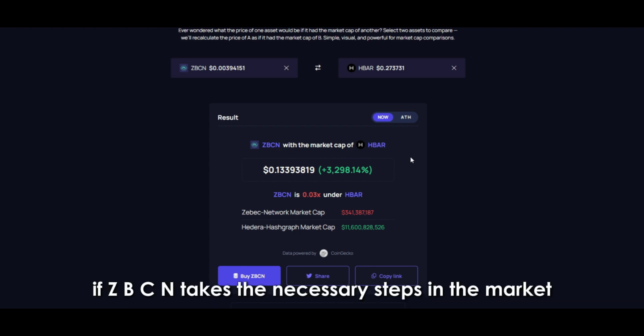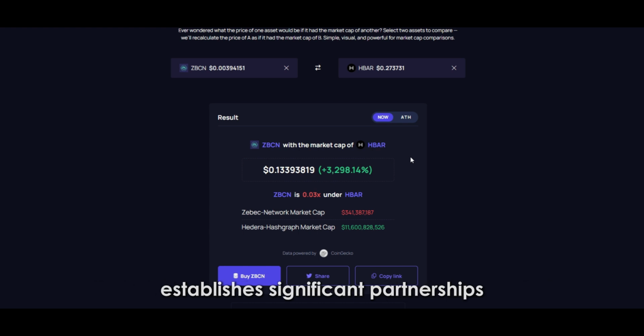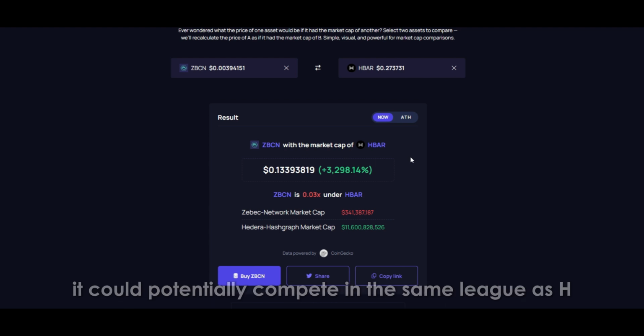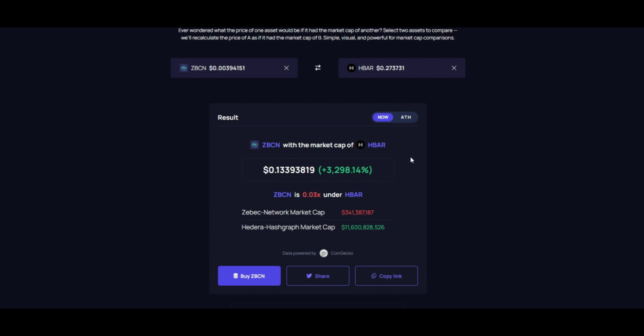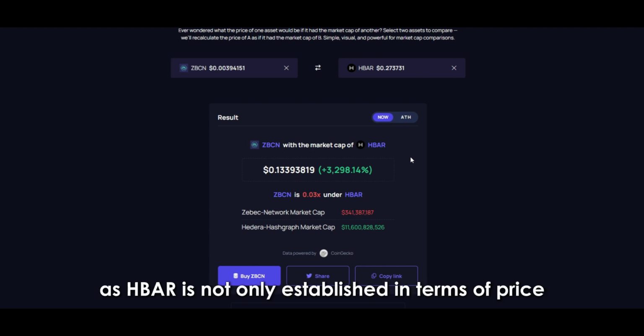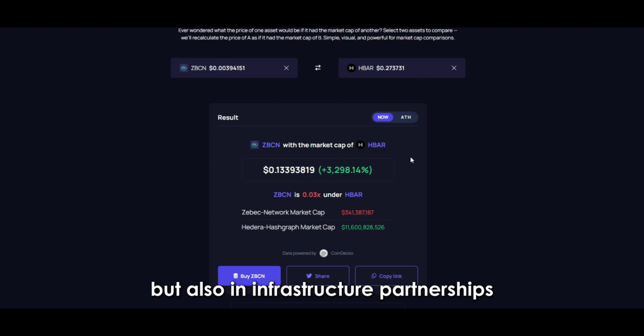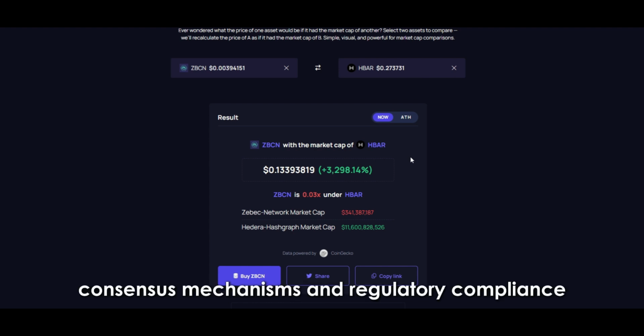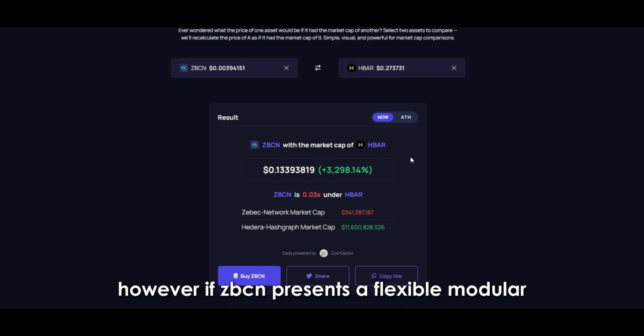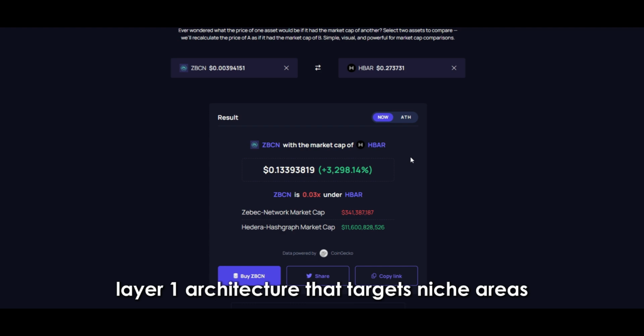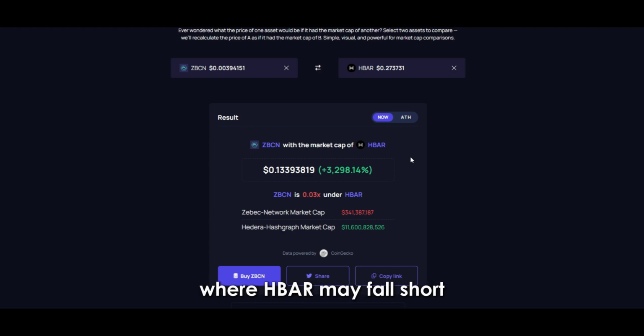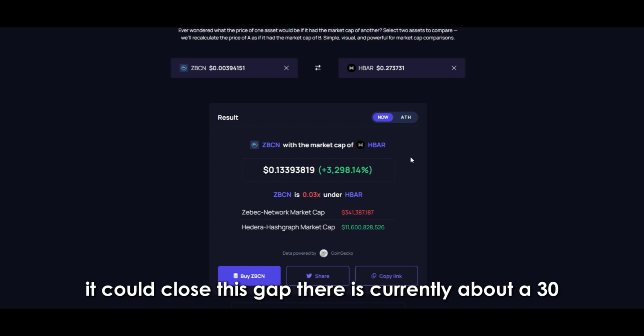If ZBCN takes the necessary steps in the market, establishes significant partnerships, and continues to grow its community, it could potentially compete in the same league as HBAR in the medium to long term. Of course, this won't be easy, as HBAR is not only established in terms of price, but also in infrastructure, partnerships, consensus mechanisms, and regulatory compliance. However, if ZBCN presents a flexible, modular, developer-friendly Layer 1 architecture that targets niche areas where HBAR may fall short, it could close this gap.